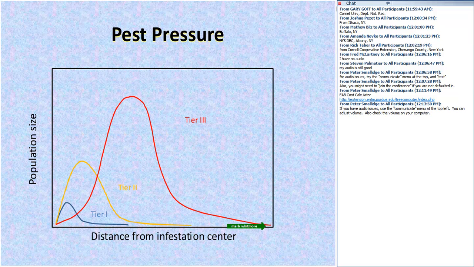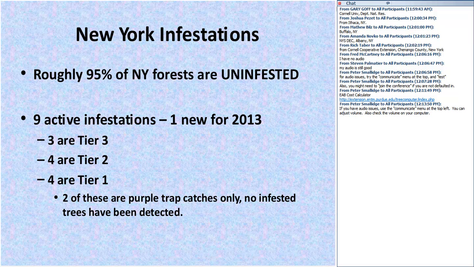So the 3-tier system here, and in New York State, I want to stress that even though we have this huge quarantine area, roughly 95% of the forests are still uninfested. You know, we're still at the beginning stages, and so this is the time, I think, to really pay attention and get active. Once the whole thing's infested, it's going to be another story, but right now we have time to act. There are 9 active infestations.